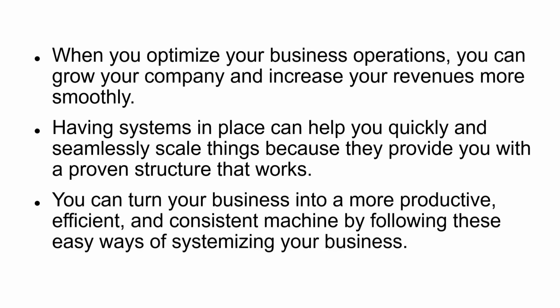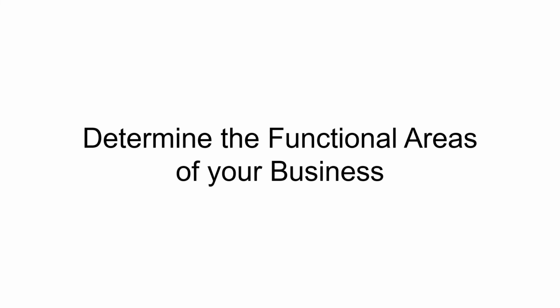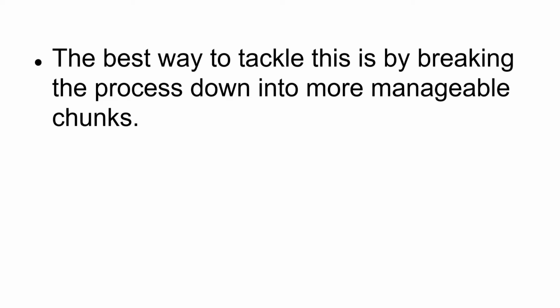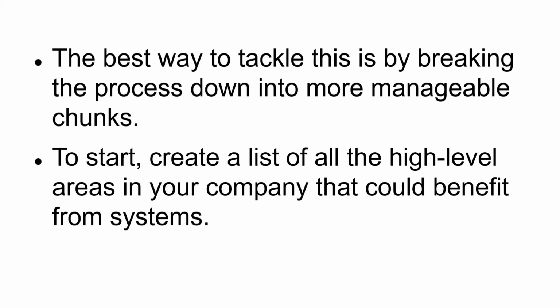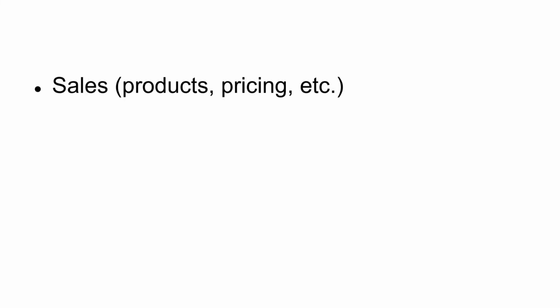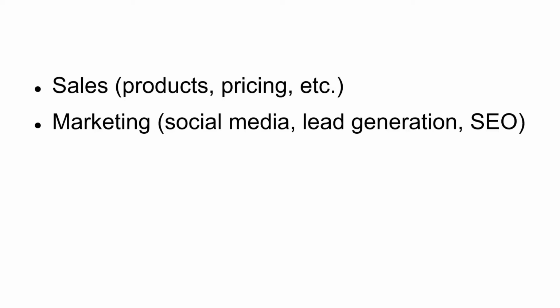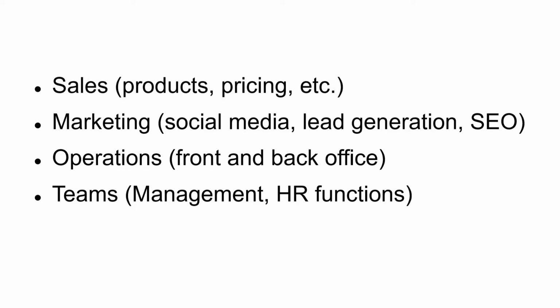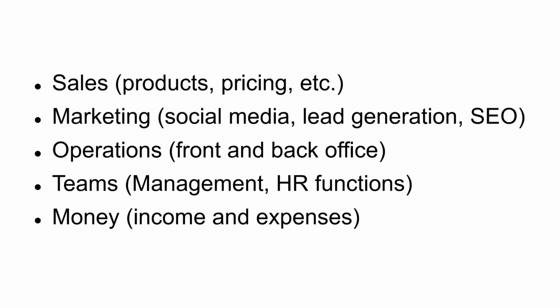Determine the functional areas of your business. Systemizing everything in your business at once can be a daunting prospect. The best way to tackle this is by breaking the process down into more manageable chunks. To start, create a list of all the high-level areas in your company that could benefit from systems. These could include sales, product pricing, etc., marketing, social media, lead generation, SEO, operations, front and back office, teams, management, HR functions, money, income and expenses.